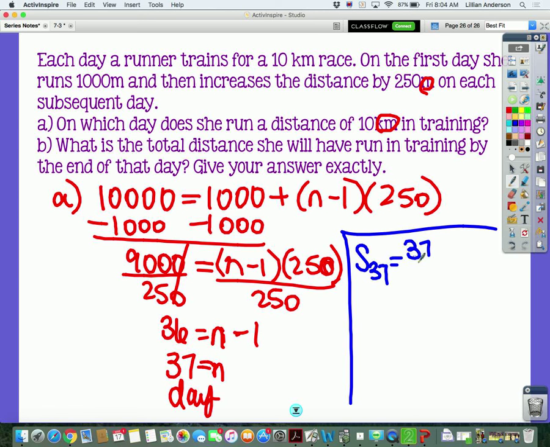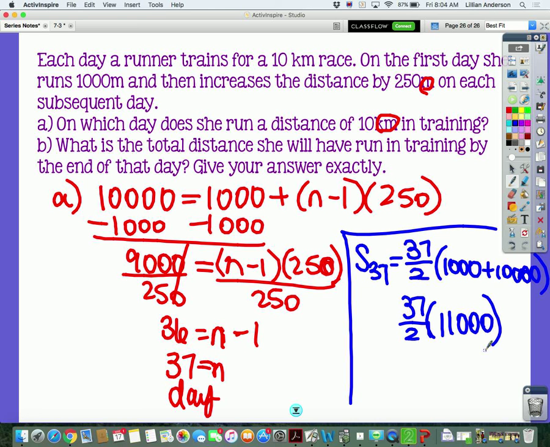Okay, so it's going to be 37 over 2, and then we can use either of the two formulas. For me, I'm going to use the shorter one, because I know what my first term is, which was 1,000 meters, and I know what my last term is, which is 10,000 meters, and I'm going to add them together and then multiply them by 37 over 2. So when I do add these together, I get this, okay? I know that 2 can go into 11,000, that's 5,500.